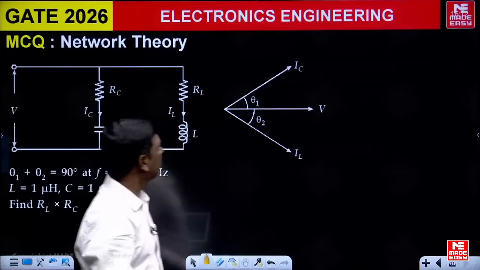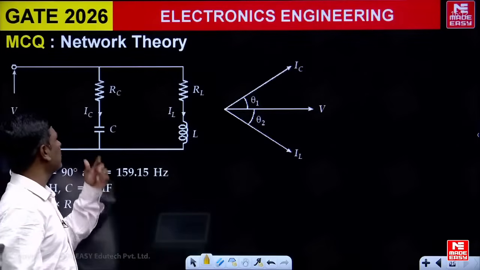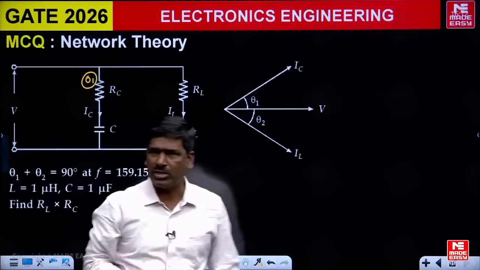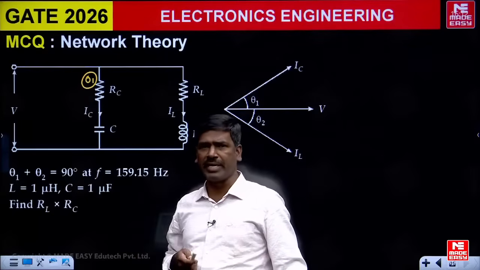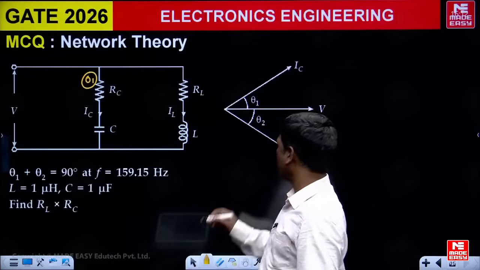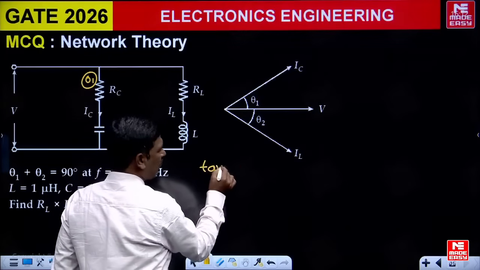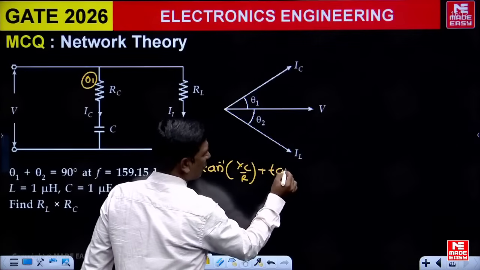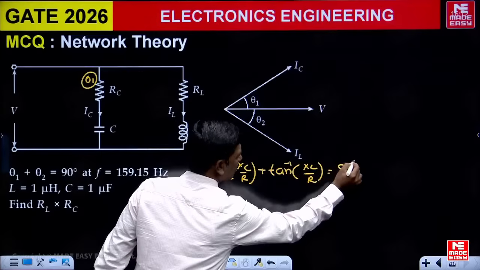The next question is given theta plus theta 1 plus theta 2. I think theta 1 is here, the current to this RC branch, and theta 2 is here for R2. This total angle will be 90 degrees. Then what are the RL into RC values? So theta 1 you can write as tan inverse of XC by R plus tan inverse of XL by R is equal to 90 degrees.